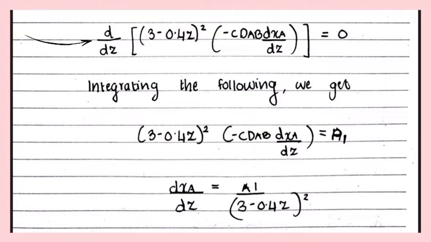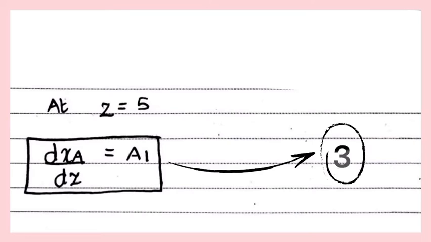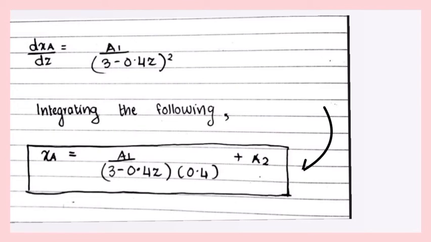Now we have to integrate the equation. Note that pi has been removed because it is a constant, and so has minus C D_AB. Now at Z equal to 5, we get dX_A by dZ equals A1, which is our equation 3. Now integrating dX_A by dZ, we get the following.